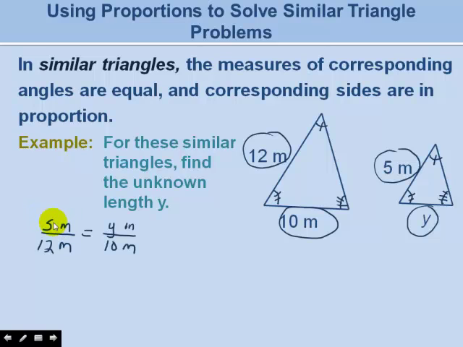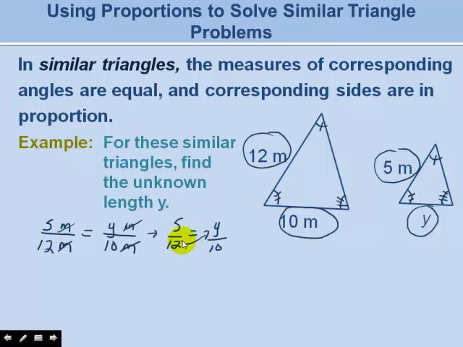And notice again that whatever you choose to put in the numerator of these two, they have to come from the same triangle. So notice that the 5 meters and the y both came from the smaller triangle, and the 12 meters and the 10 meters both came from the larger triangle. Now we can actually cancel out our units here. So we have ratios here instead of rates. So we just have 5 over 12 is equal to y over 10.